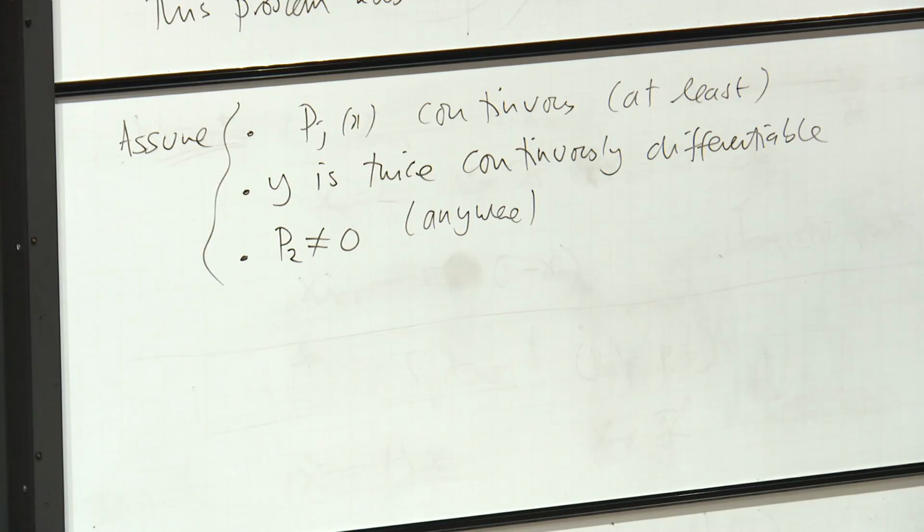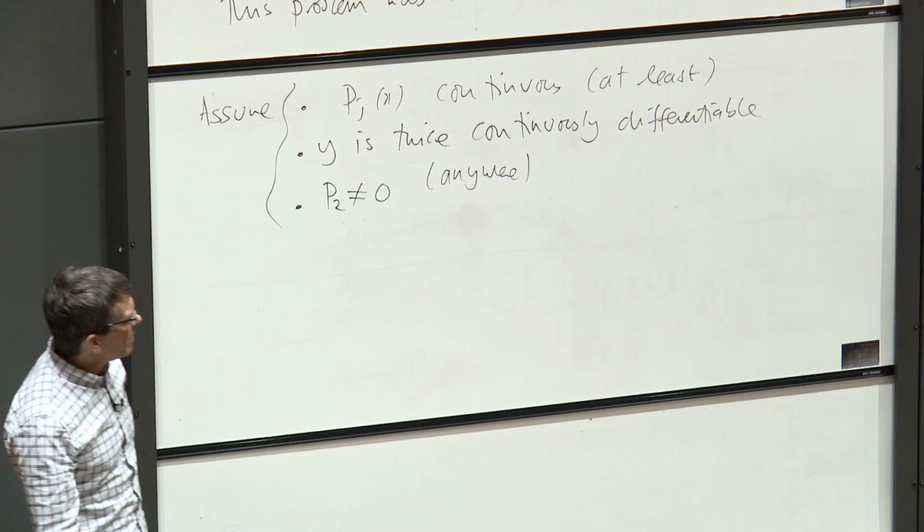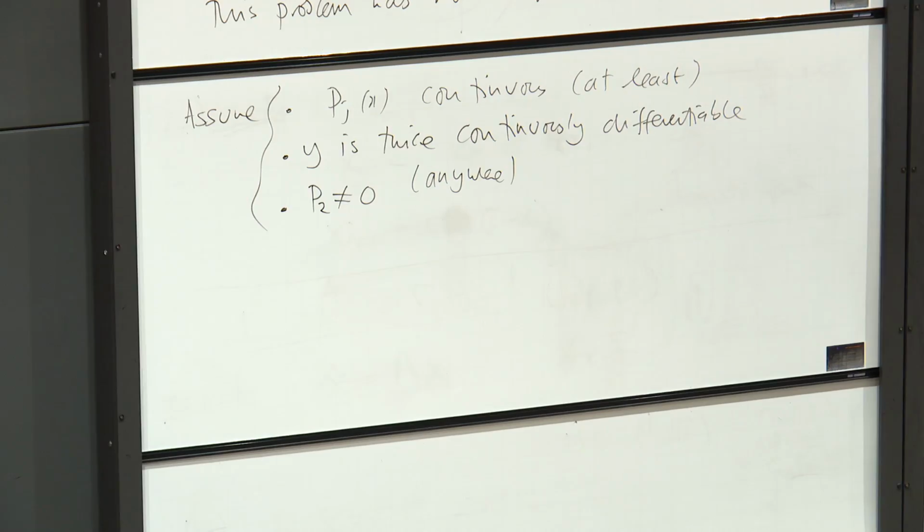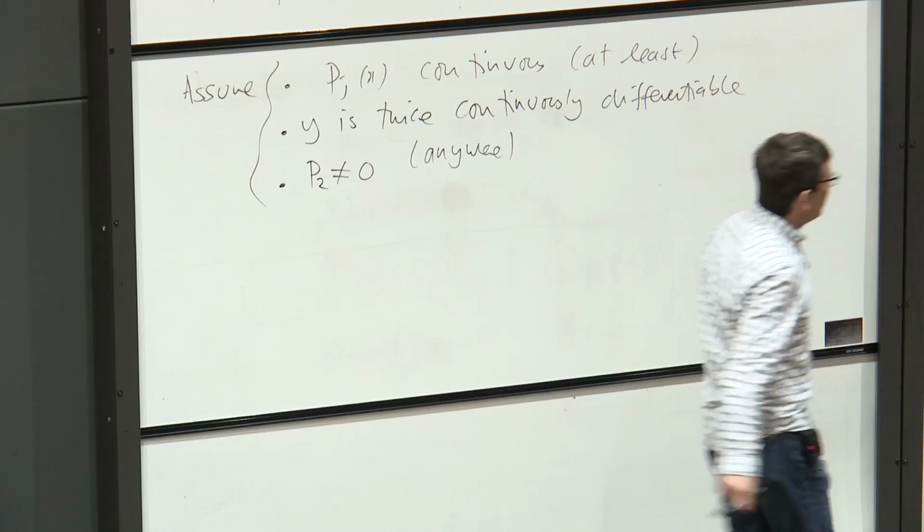And this, maybe you haven't thought about this before, but maybe you can see if P2 was zero anywhere, then this second order differential equation would have kind of turned into a first order one, and that actually would correspond to a singular point of this ODE. Again, we're going to come back to that later in the course. Okay.